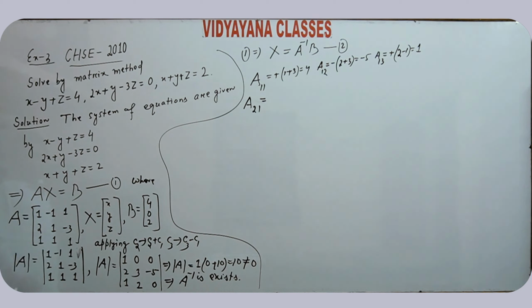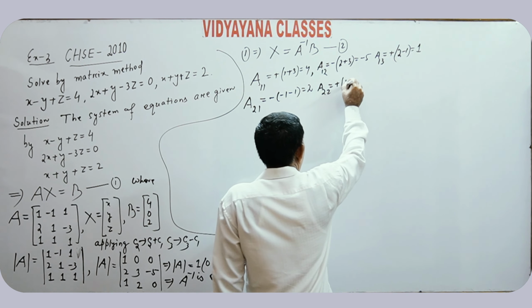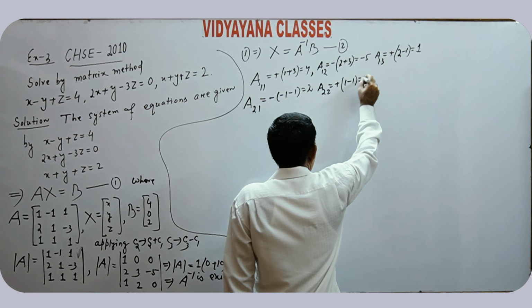Deleting the second row and first column, it gives minus 1, its sign is negative, so the result is positive. A22. Its sign is positive. Deleting the second row and the second column, it gives 1 minus 1 that is equal to 0.